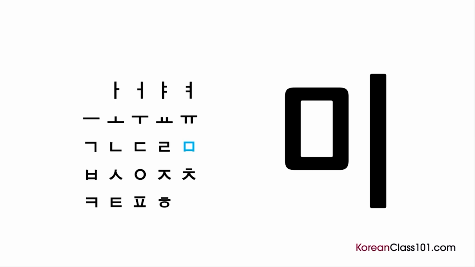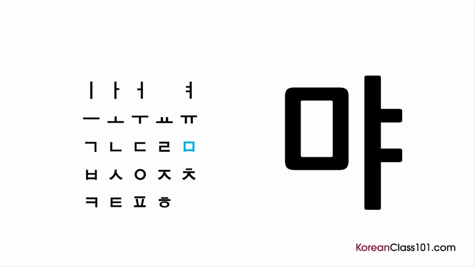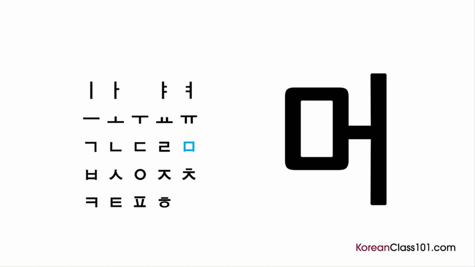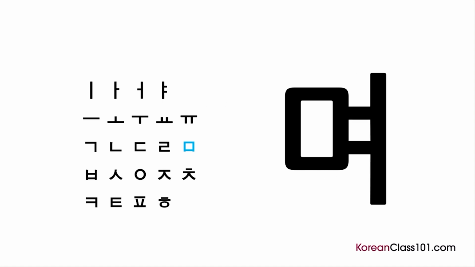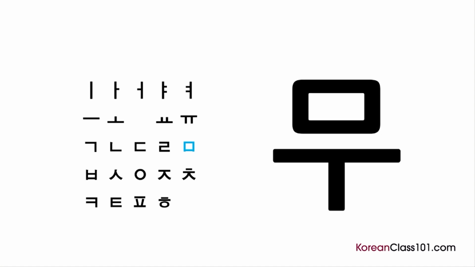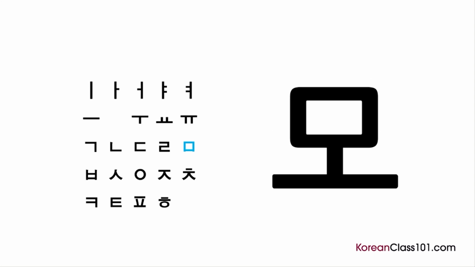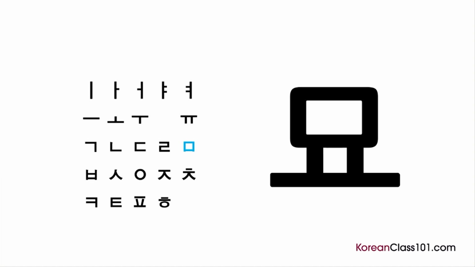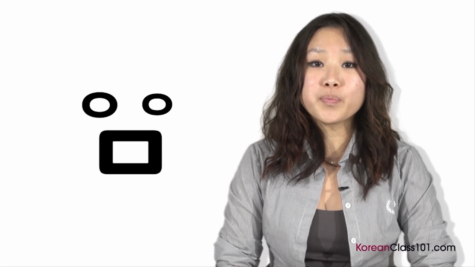미, 마, 며, 머, 무, 뮤, 모, 묘. To remember the sound of this character, you could think about the shape of a monitor or an open mouth.